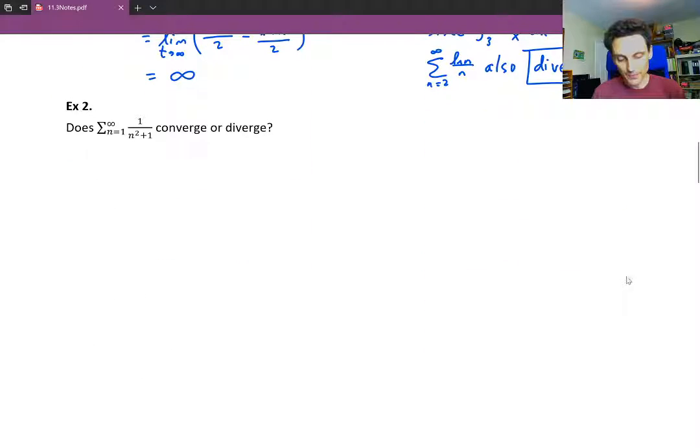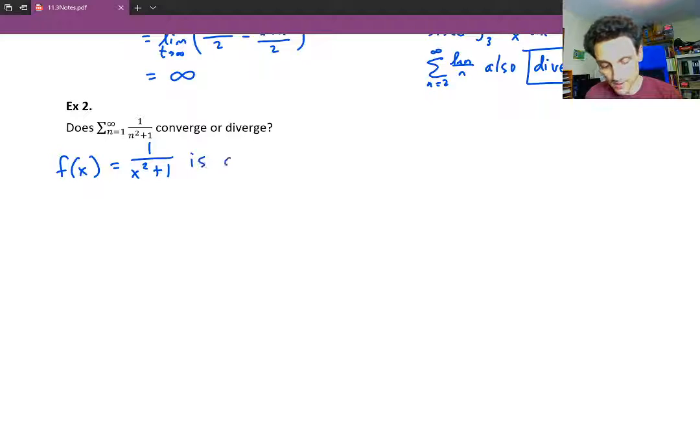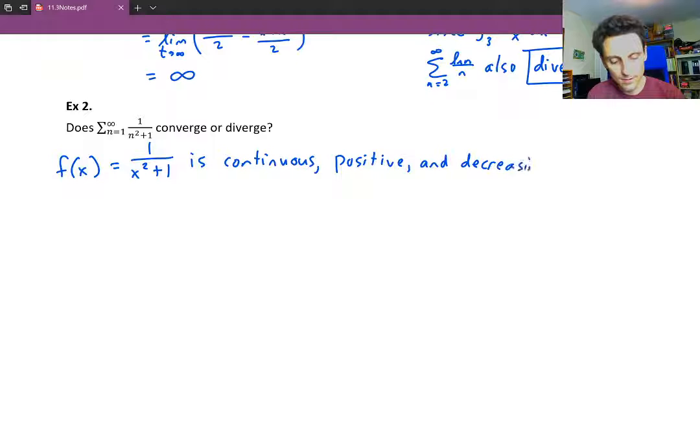Let's look at example 2. First thing we'll do is we'll say the function 1 over x squared plus 1. That's the function that corresponds with 1 over n squared plus 1. This function is continuous, positive, and decreasing for x greater than or equal to 1, it turns out, in this case.